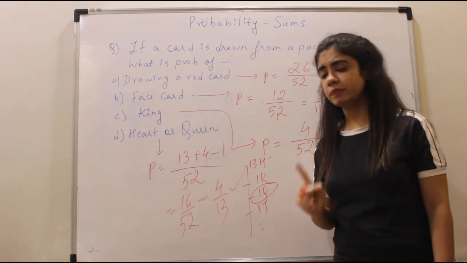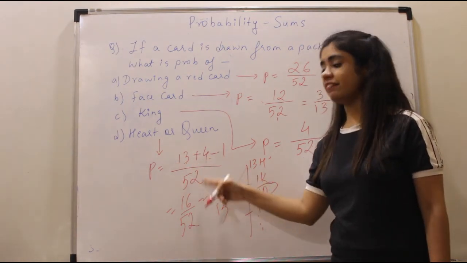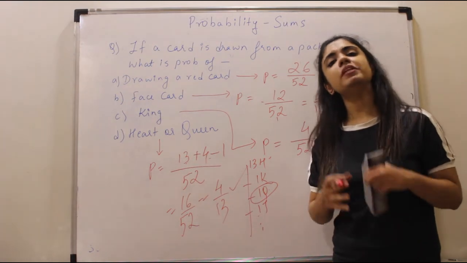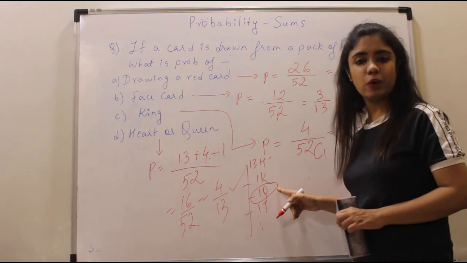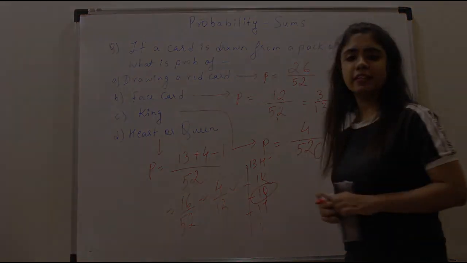A lot of students make a mistake here. They only write it as 17 upon 52. And that will also be there in your options, but it is a wrong answer because you have to subtract this one card. So I hope this is clear.